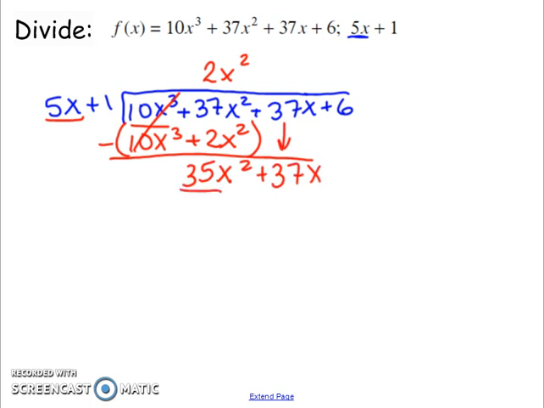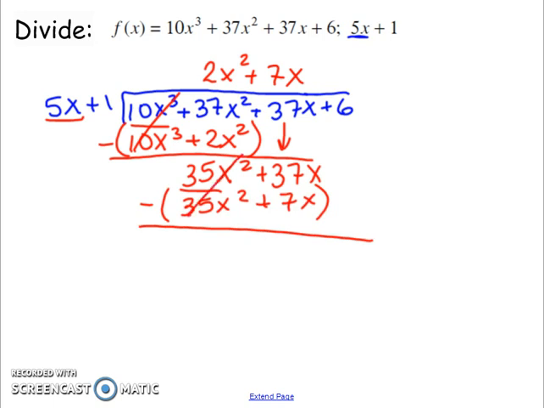So I have 5x. I want 35x squared. So I need a 7x. 7x times 5x is 35x squared. 7x times 1 is 7x. We're going to subtract. 35x squareds will cancel. 37x minus 7x is going to give me a 30x.